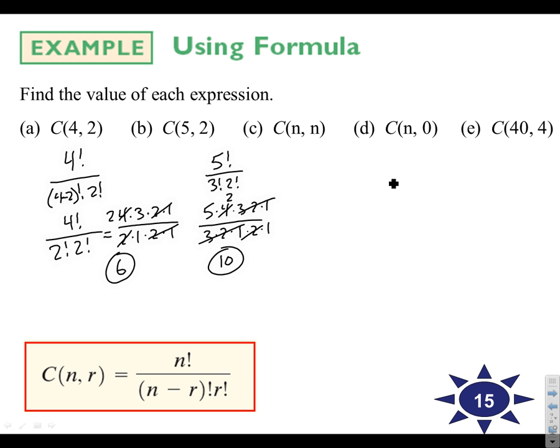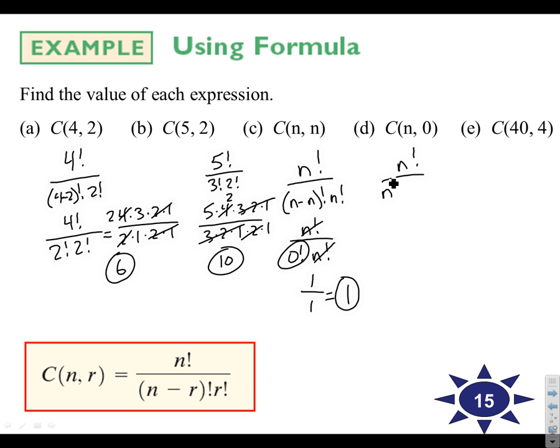All right, what is C(n,n)? N factorial over (n minus n) factorial, n factorial. So this is n factorial over 0 factorial, n factorial. Those will cancel. This turns into 1. We're left with 1 over 1, so it's just 1. All right? C(n,0) is going to be n factorial over (n minus 0) factorial times 0 factorial. N's cancel. We get 1 again.